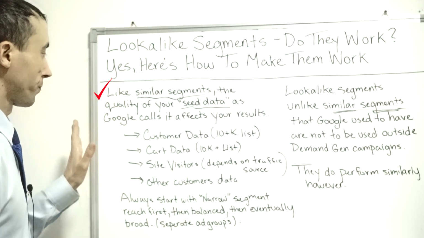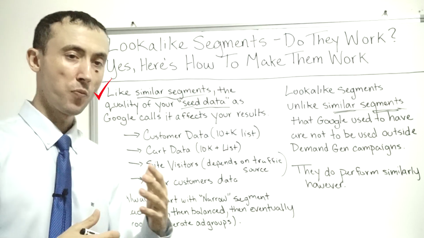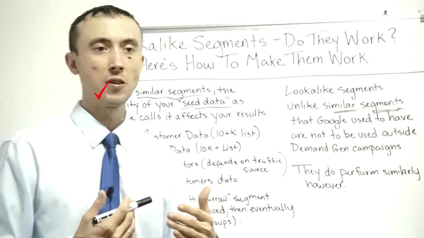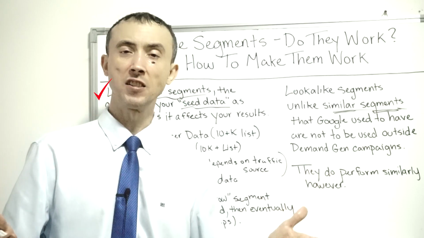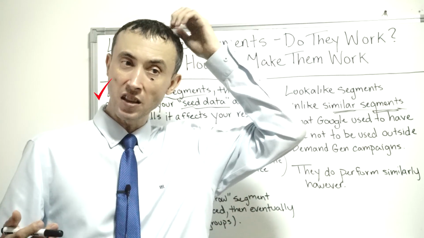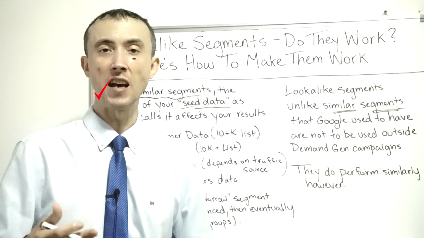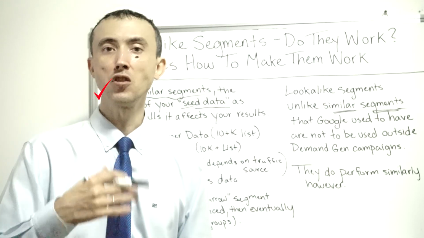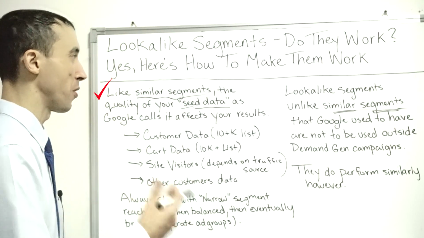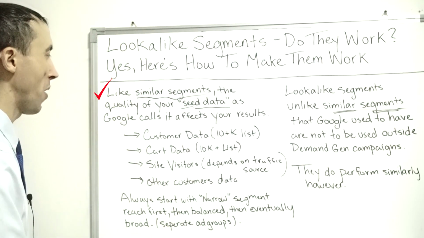And so therefore, if you provide a list of 10,000 random people, it's not going to help them. If you provide a list of 10,000 customers, that helps you a lot because they can understand what a customer typically does and looks like and likes and does not like, to get you more people like them with your demand gen campaign and get that to be profitable for you.